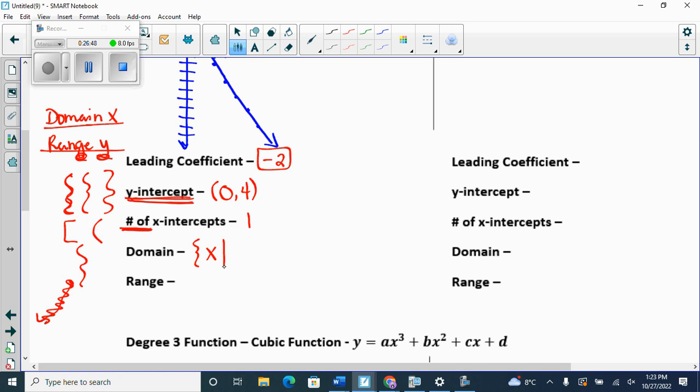Does that make sense? Okay, so we have the set of x values such that x is an element of all the real numbers. So that means every number in the world exists, which it does. They're discoing, right? Every x value exists. And then closing the bracket just means that it actually is the set of. The set of x values such that x is an element of the reals. Everything means something.